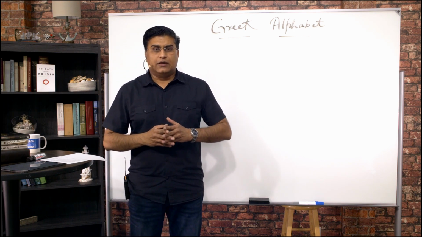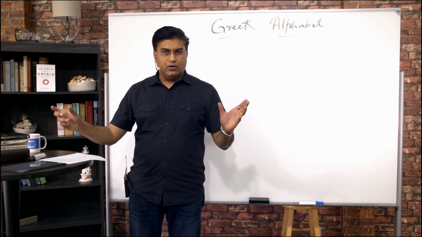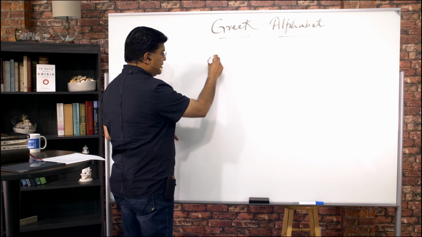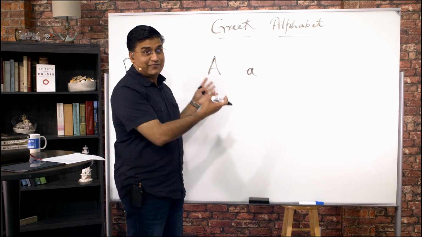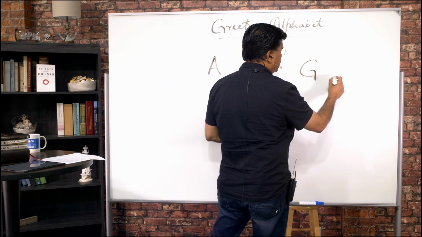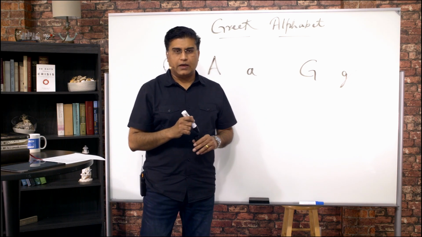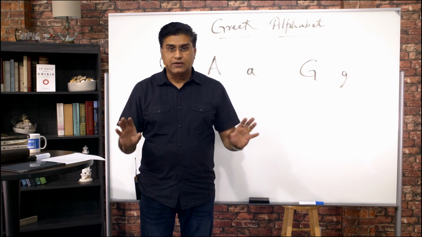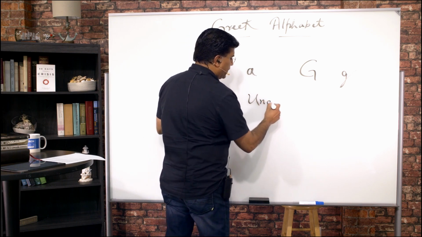I need to mention that they're just like the English language. They have capital letters, and then they have small letters or cursives. For example, in the English alphabet, we have capital A and small a. By the way, that's very similar to, and actually derivative of the Greek alphabet. And then we have capital G and small g. So capital, small. Also in the Greek language, you have the capital letters, and they are called uncials, U-N-C-I-A-L-S.